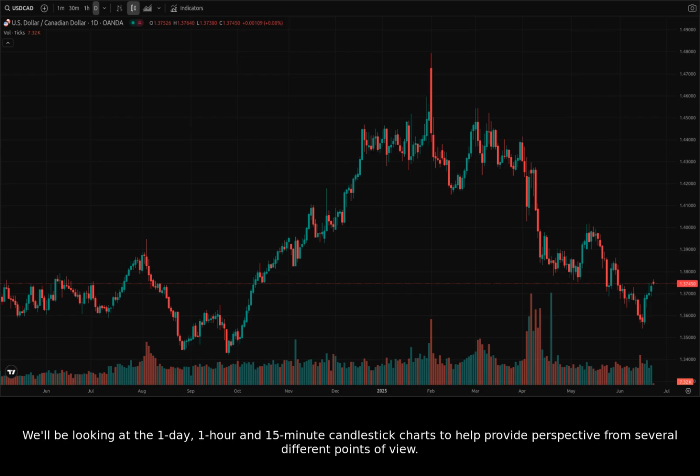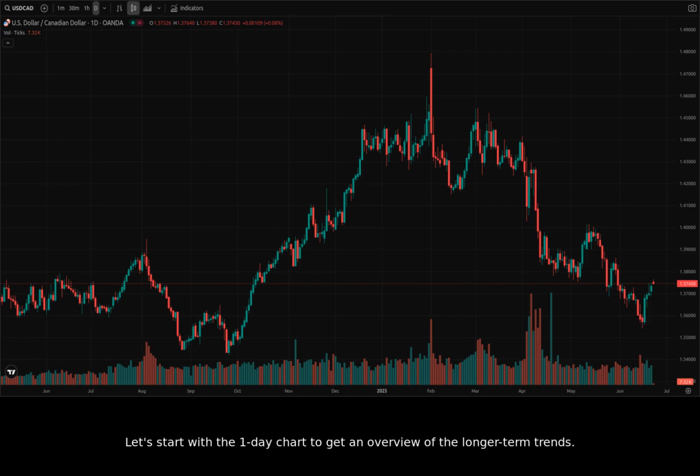We'll be looking at the one-day, 1 hour and 15-minute candlestick charts to help provide perspective from several different points of view. Let's start with the one-day chart to get an overview of the longer-term trends.